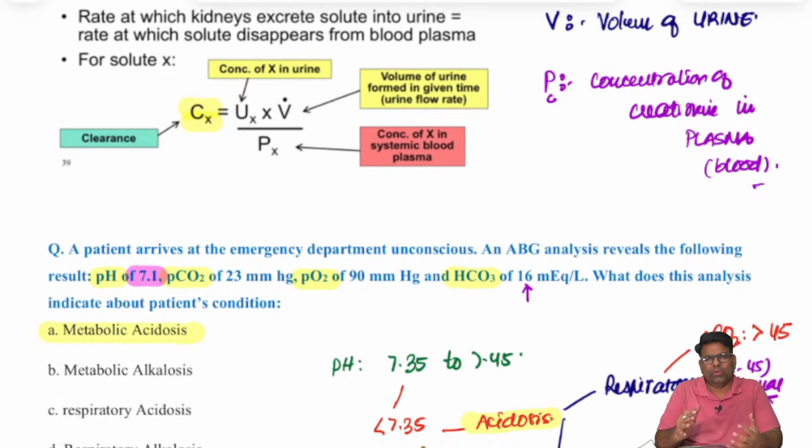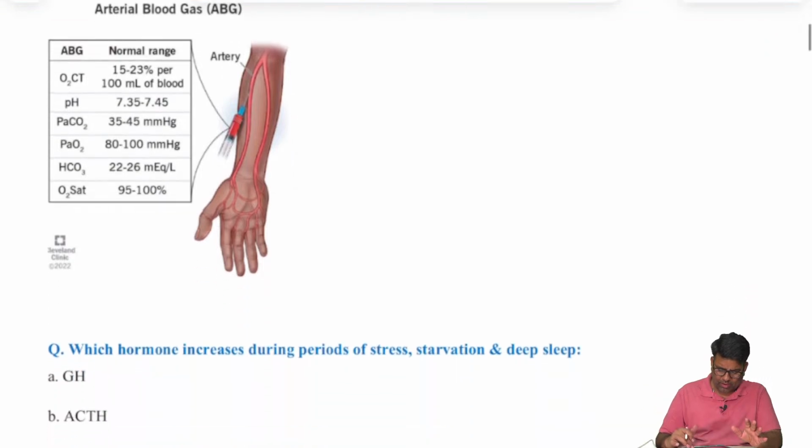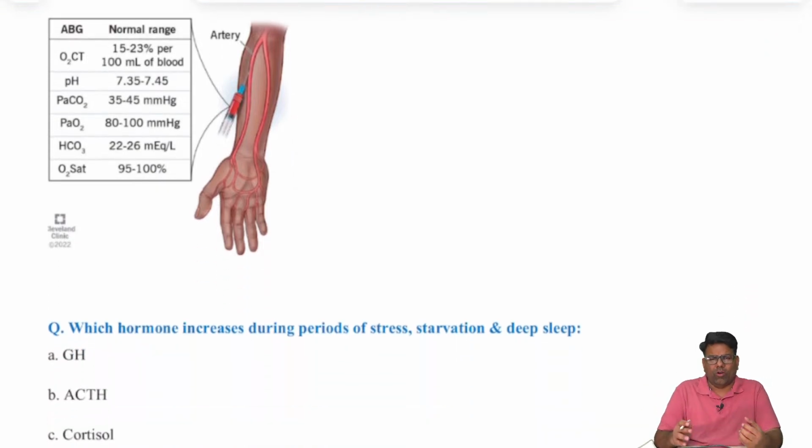So this is how you can simply evaluate the ABG values, and you can reach the answer whether it is respiratory acidosis or metabolic acidosis, right? So this is a straightforward, simple question. Now there was one more question about a hormone which is increased during stress, starvation, or deep sleep. So the hormone which increases, especially if you know about deep sleep, especially the NREM part, is growth hormone, right?